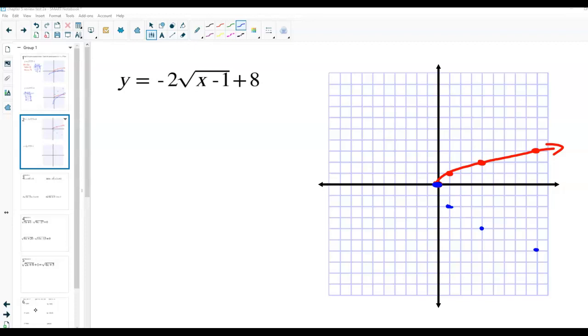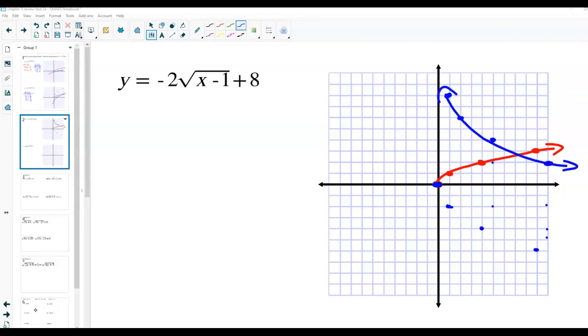Now the shift from those 4 points, left 1, up 8. So on these, with the x minus 1 there, we should be going right 1, up 8. Right 1, up 8, 1, 2, 3, 4, 5, 6, 7, 8. Right 1, up 8, and then right 1, up 8 again. And that should be my graph.